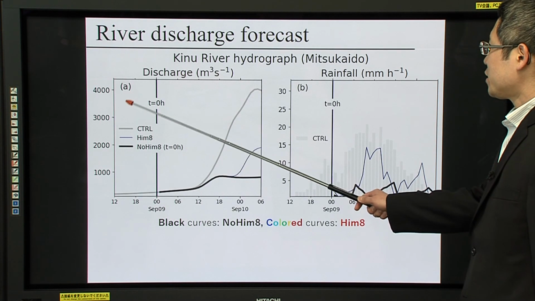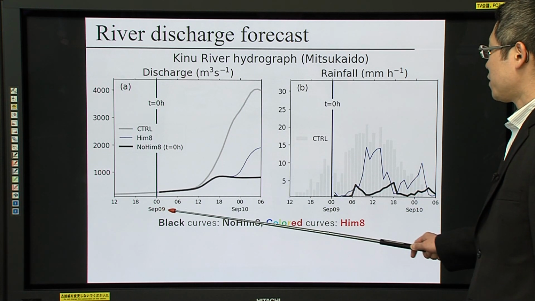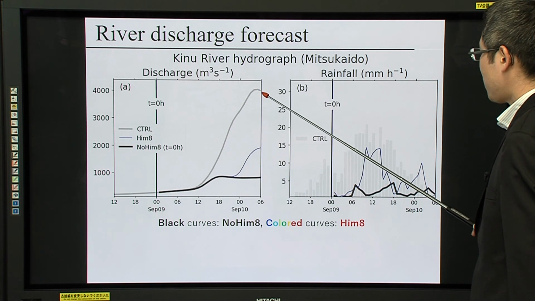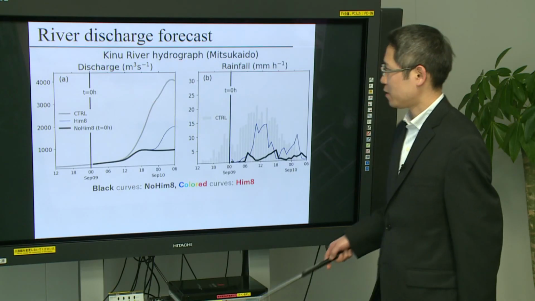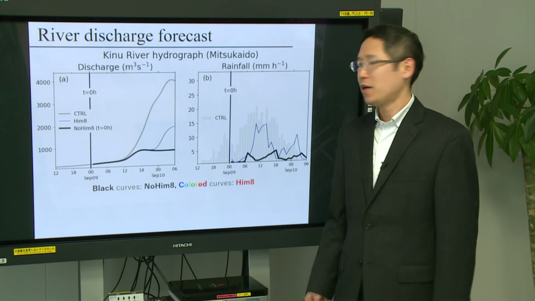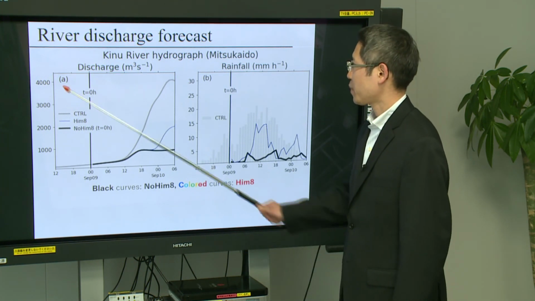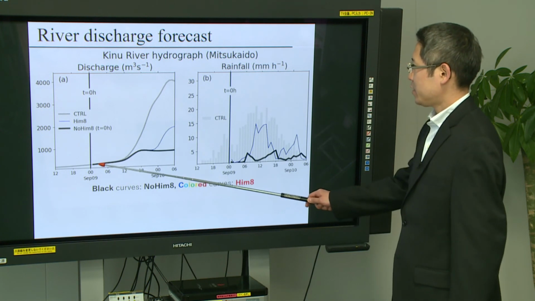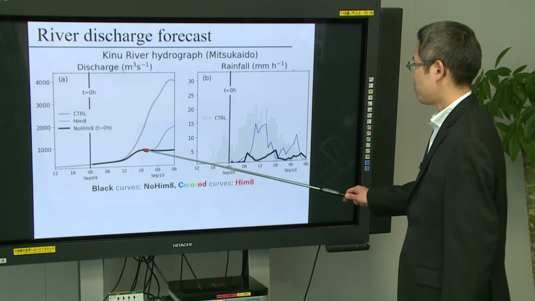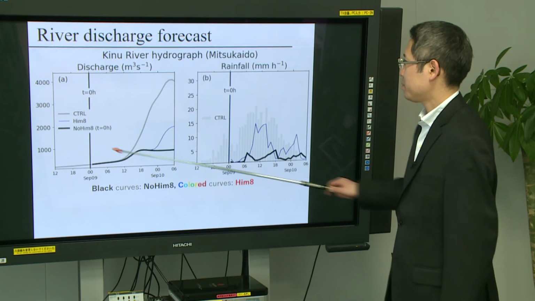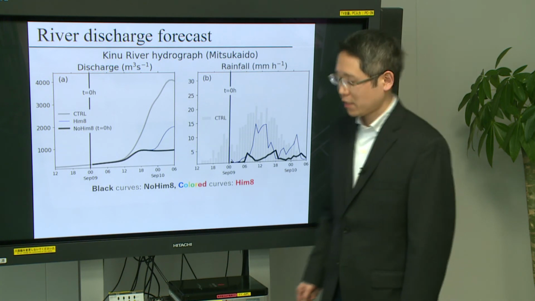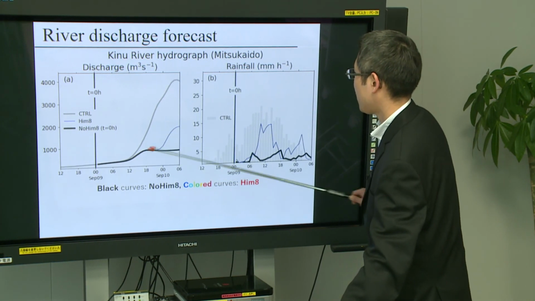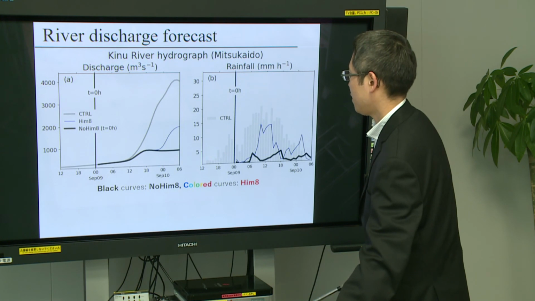So this is the river discharge prediction initialized at this time, September 9th, 0 UTC. And this gray curve shows the control experiment using the observed rainfall, so close to the observation. So we have a lot of discharge that caused the levee collapse, and that caused the disaster. So at this time, without Himawari 8 data, the prediction had some discharge, but not as large as this. It's less than a quarter. So this time, at the same initial time, with Himawari 8, we get a better prediction here, but not as good as this.